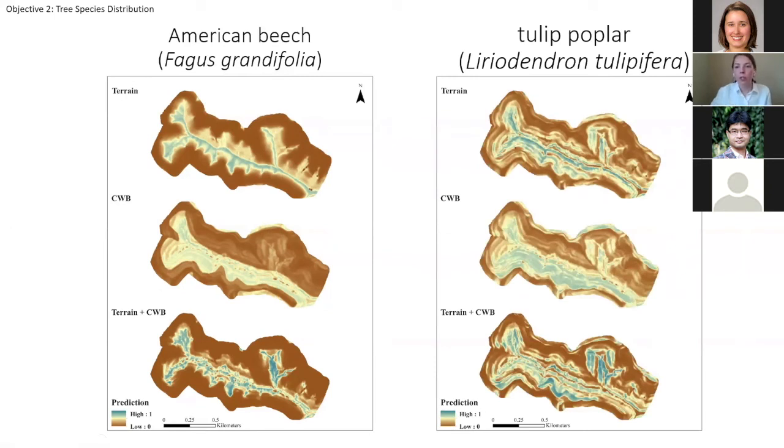So hopefully you'll start to notice those 2 patterns I mentioned. So once again, terrain and combination maps are having higher prediction values and also showing more nuanced patterns and able to differentiate between slope position, whereas the climate water balance category is more of a blanketed value across that northeast facing slope.